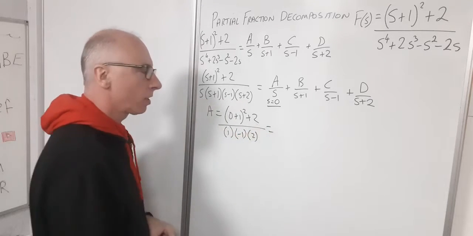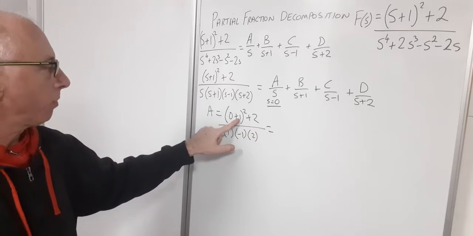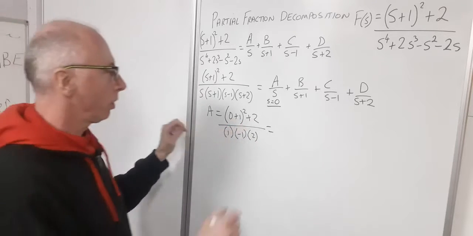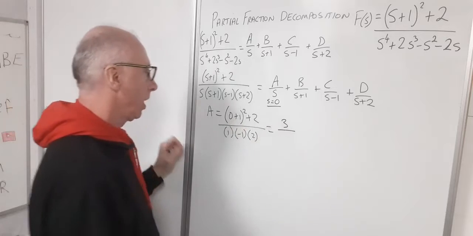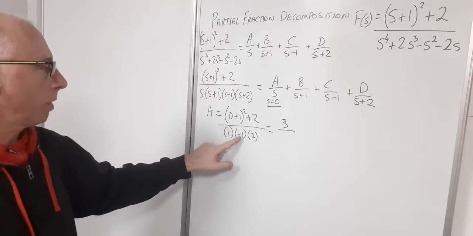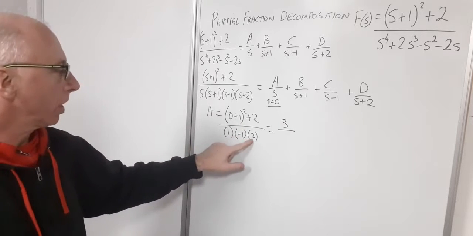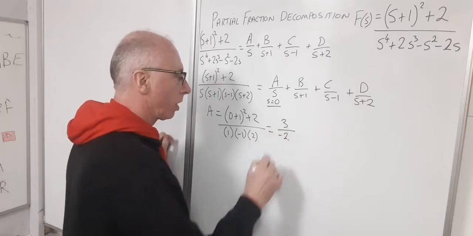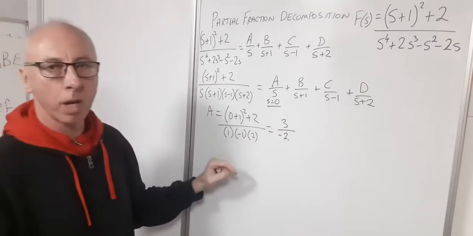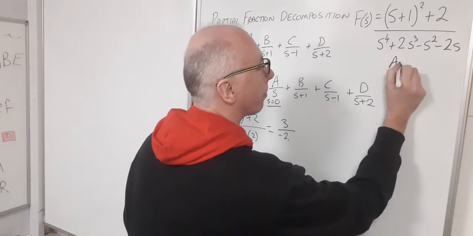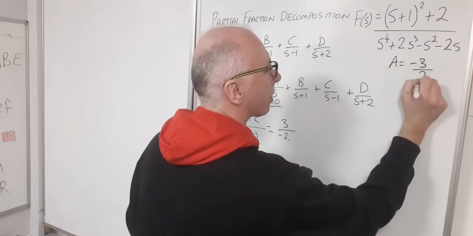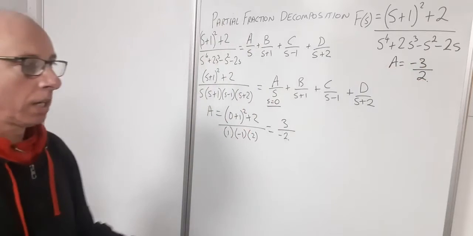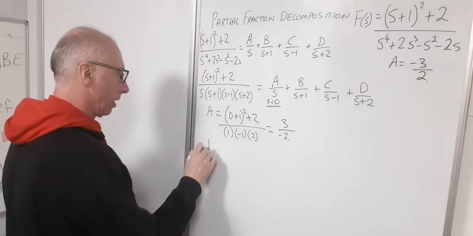So that will give us our A. So now we're left with 1 squared plus 2, which will give us 3. And then 1 times minus 1, which is minus 1, times 2, that's minus 2. So therefore A equals minus 3 over 2. So that's our first result. Now let's have a look for B.